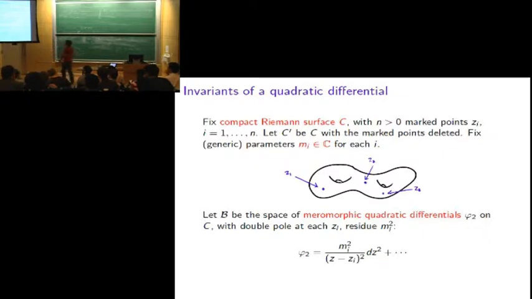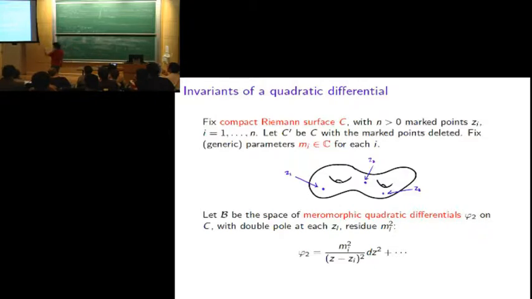And the first thing we'll put is a meromorphic quadratic differential. Call it phi2. Meromorphic quadratic differential on the curve, which is holomorphic away from these marked points. And then at the marked points, it has to have a double pole. And the residues at the double poles are these parameters m_i that I fixed before. So we're going to imagine letting this quadratic differential vary, but holding its residues always fixed.